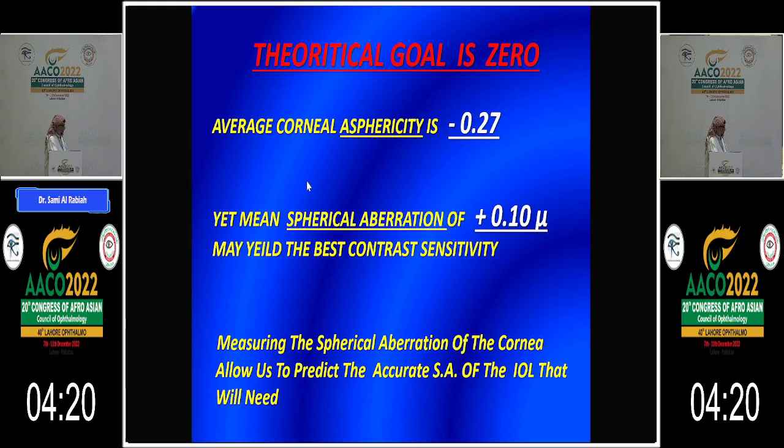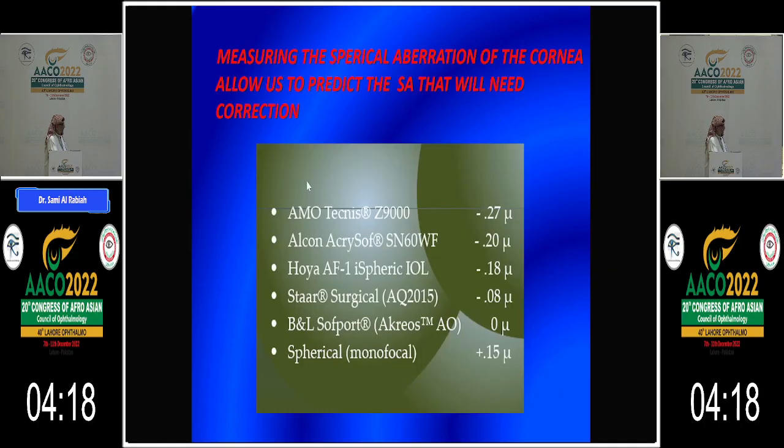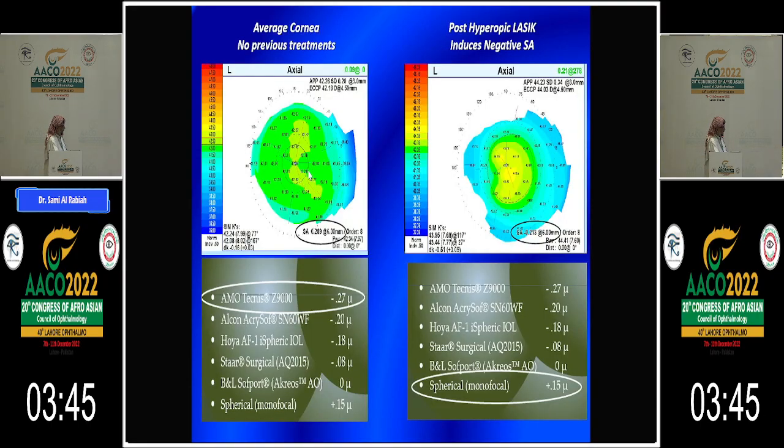Measuring the spherical aberration of the cornea allows us to predict. Now, there are lenses with minus spherical aberration, and there are lenses with plus. So you have to look at your patient. If your patient needs more positive aberration correction, you go to the plus ones. But if your patient has myopic correction and you have to give him less, you have to go to the minus one.